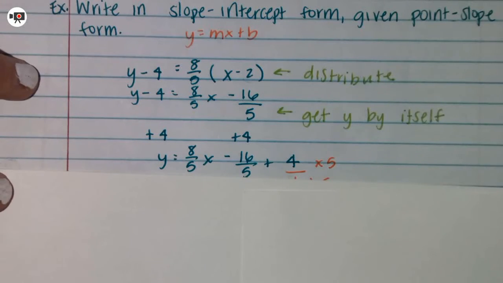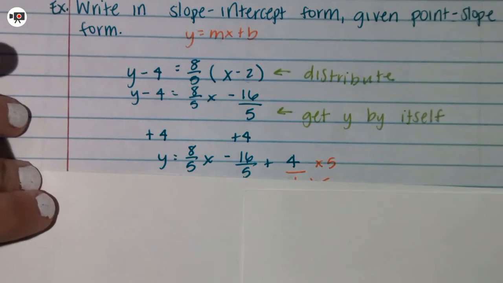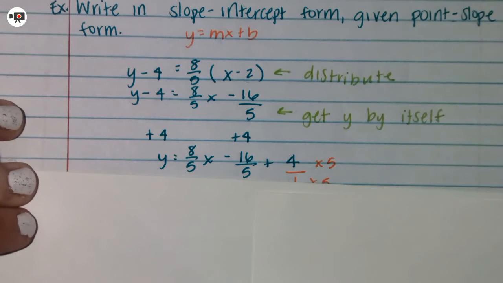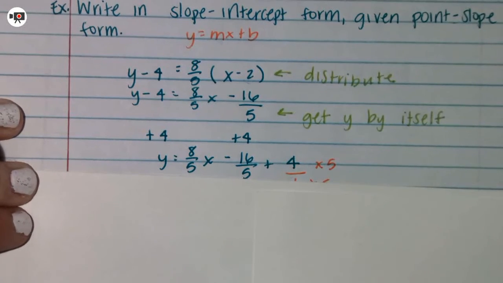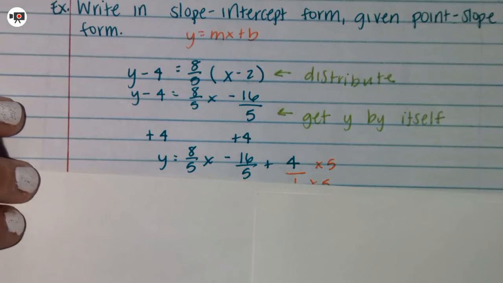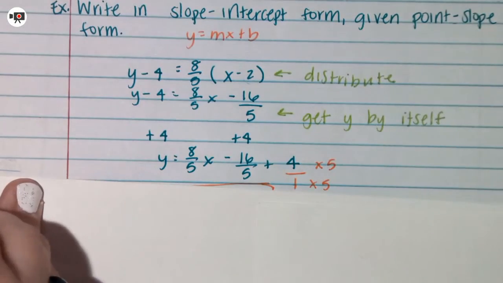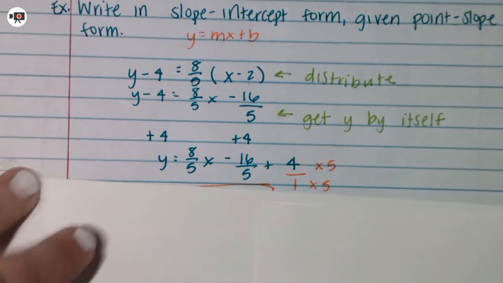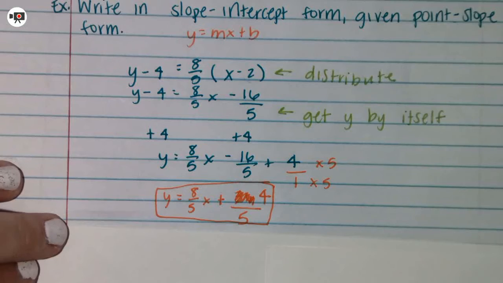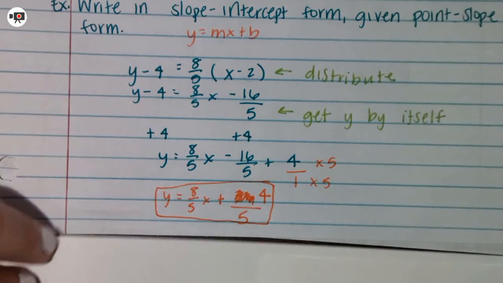And then that leaves y equals 8/5 x minus 16 over 5 plus 4. But this 4 has to have a common denominator of 5 so that I can add it to my negative 16 over 5. So multiply the denominator and numerator by 5 and reduce, and we get our answer of y equals 8/5 x plus 4/5.